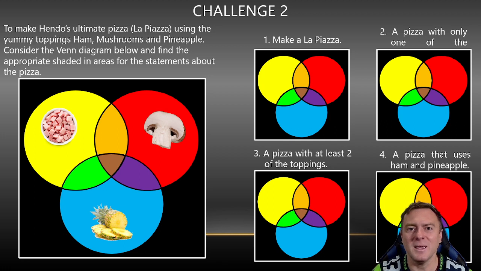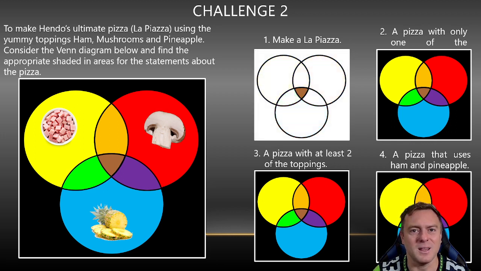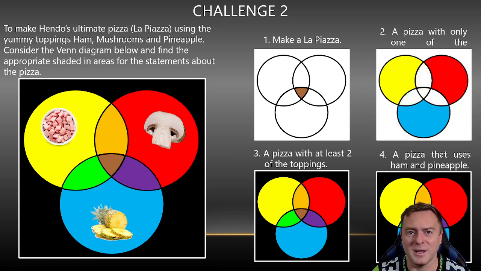Awesome. So to make La Piazza, there is only one part of all those colors, which is the overlap in the very, very middle, which is that brown section. So to make La Piazza, you need ham, mushrooms, and pineapple. I'm drooling already trying to think about this pizza. If you made a pizza with only one of the toppings, it would be all the primary colors. So they're just the things that have only ham, only mushrooms, and only pineapple.